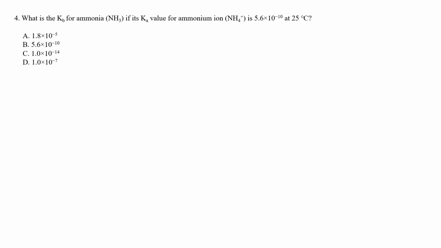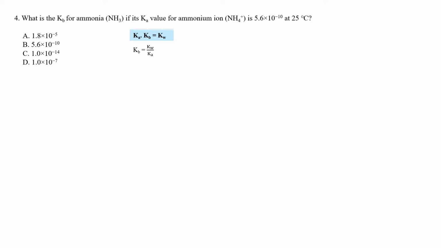Next question. What is the Kb for ammonia, NH3, if the Ka value for the ammonium ion is 5.6 times 10 to the negative 10 at 25 degrees Celsius? So here Ka is the acid dissociation constant. Kb we call the base dissociation constant. What is the connection between Ka and Kb? Ka times Kb is equal to Kw, the ion product constant. The ion product constant Kw value is 1.0 times 10 to the negative 14 at 25 degrees Celsius.